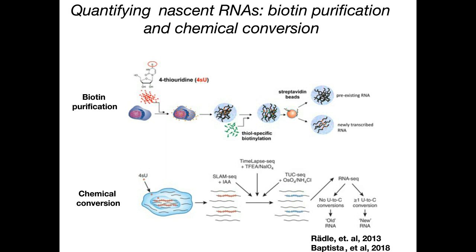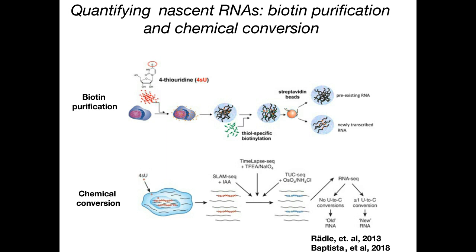Overall, there are two different methods, the biotin purification-based approach and the chemical conversion-based approach. The beginnings of these two approaches are quite similar. Both require using different labeling strategies to label the cells, and we normally use 4sU. And then for the biotin purification, you need to use thiol-specific biotinylation to add tags to the labeled mRNA. And then you can use streptavidin beads to pull down and separate the newly synthesized RNA from the old RNA.